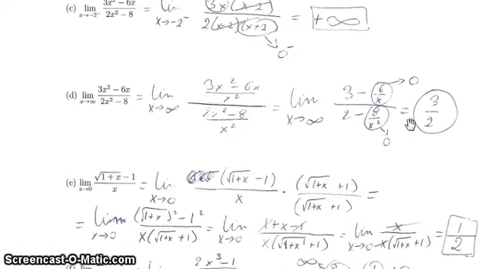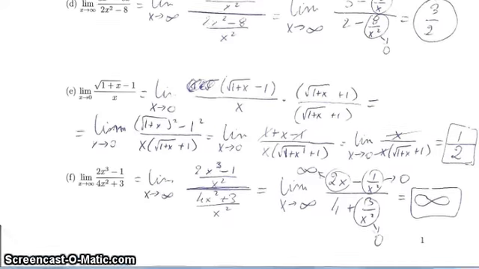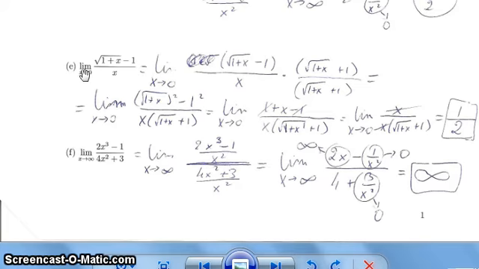Part E, limit as x approaches 0 of the square root of 1 plus x minus 1 divided by x. If you replace x with 0, you get 0 over 0, an indeterminate form, so we need to simplify our function somehow. And in this case, we multiply by the conjugate, top and bottom. So you have square root of 1 plus x minus 1, you multiply by the square root of 1 plus x plus 1, top and bottom.